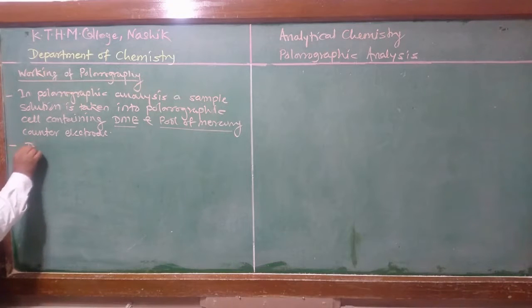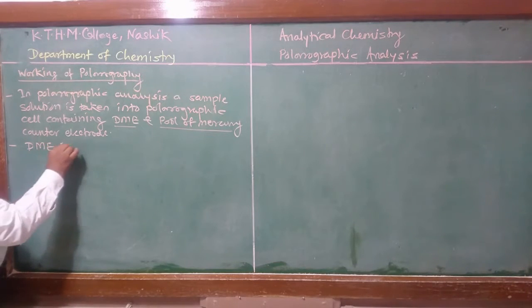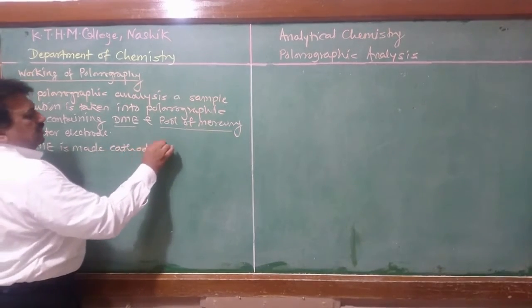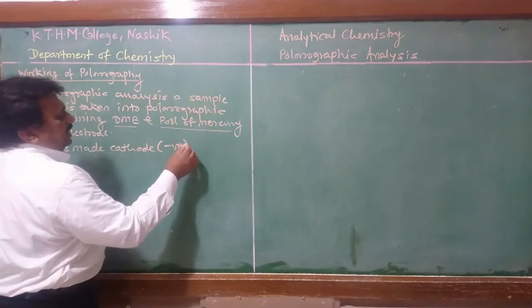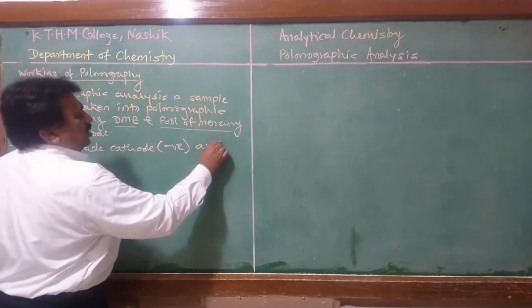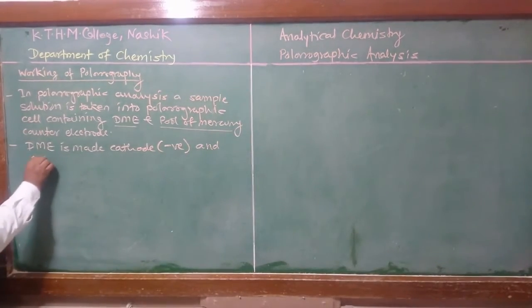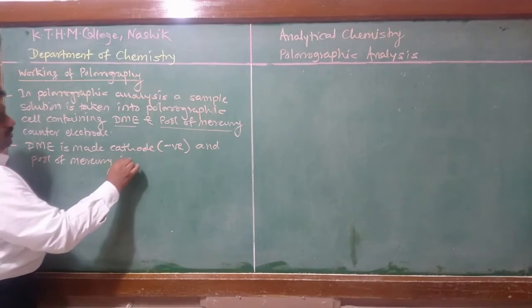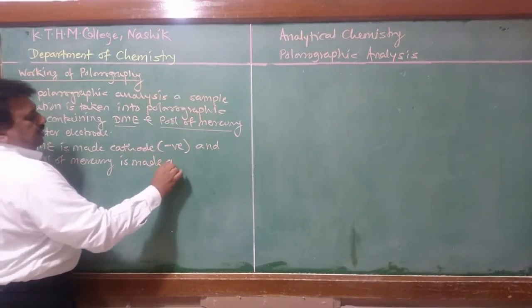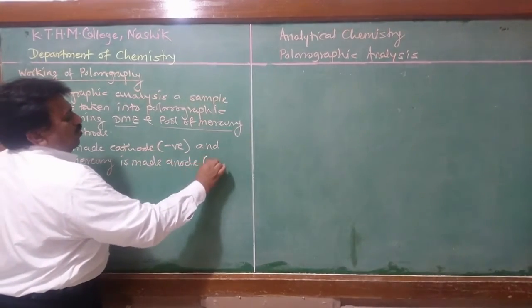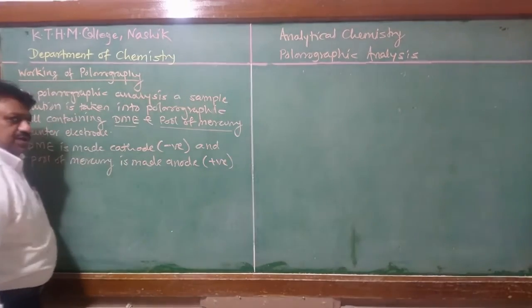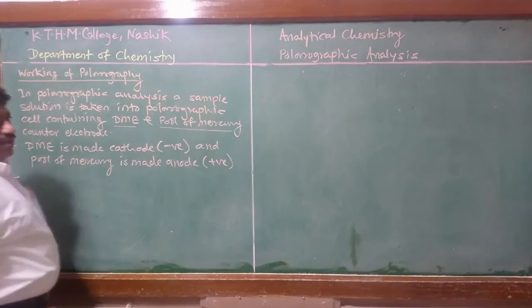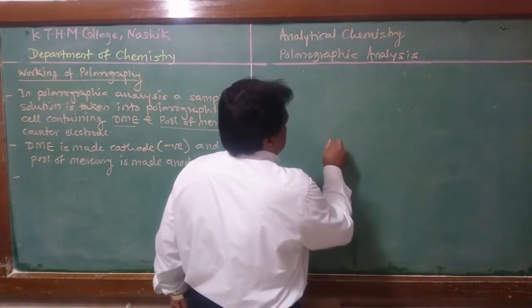In this case, DME is made the cathode, which means the negative terminal of the battery is attached, and the pool of mercury is made the anode, that is, the positive terminal is connected to the anode. Now here we can represent this polarographic cell.